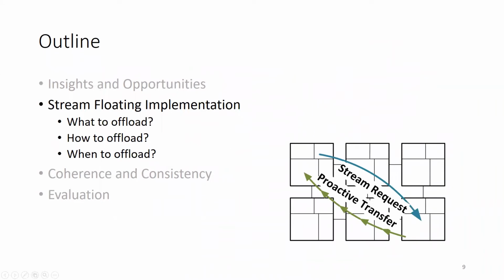Now we can see that the stream is an excellent candidate to extend the interface between the core and the cache. Let me discuss how this can be implemented in microarchitecture. Specifically, we try to answer the question about what to offload, how to offload, as well as when we should offload.